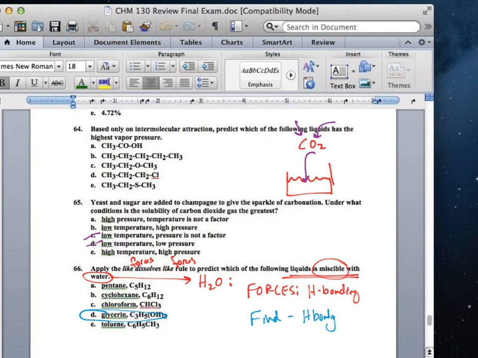Is that why they put it in ice besides it being chilled? Have you ever had warm champagne? No, don't. It tastes a lot better when it's cold. So we want low temperature, high pressure.